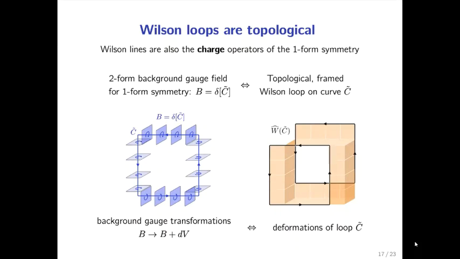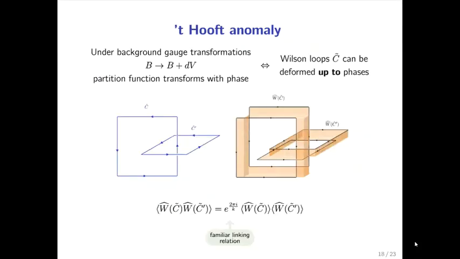So in particular, we turn on some background field, which is related to this contour C tilde by this delta function. We pick a curve C tilde on the dual lattice, and we set the background one-form gauge field to be equal to 1 for all plaquettes which are pierced by this dual line. Then this corresponds to inserting a framed Wilson loop on this curve C tilde. And the fact that we can do background gauge transformations, which is to say that we actually have a genuine symmetry, is equivalent to saying that we can deform this loop in a topological way. So Wilson loops are topological.